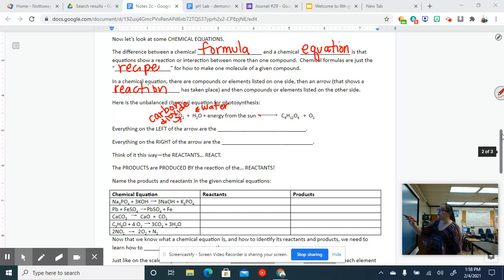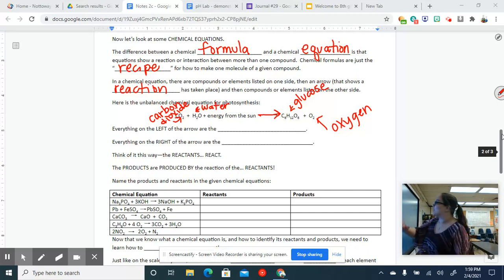And then we have our arrow showing that a reaction is taking place. And we have C6H12O6, which we already discussed is sugar. That's right. It's glucose, simple plant sugar. And then O2 is, of course, oxygen gas, right? Air. So that's what plants produce. They make sugar for themselves and they release a little bit of oxygen gas.